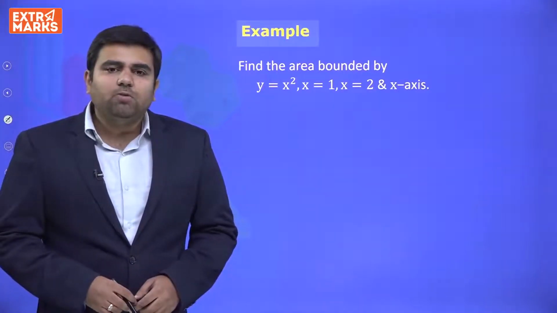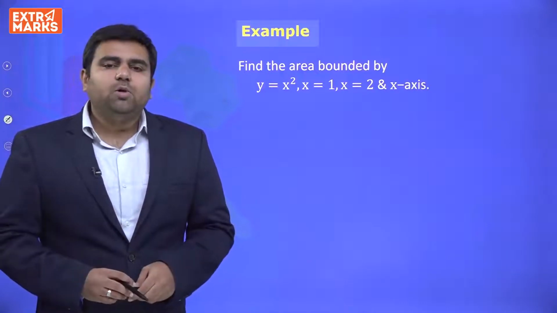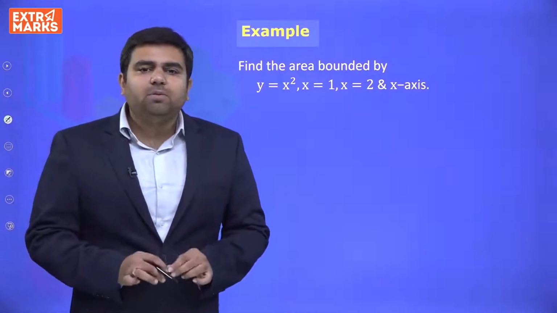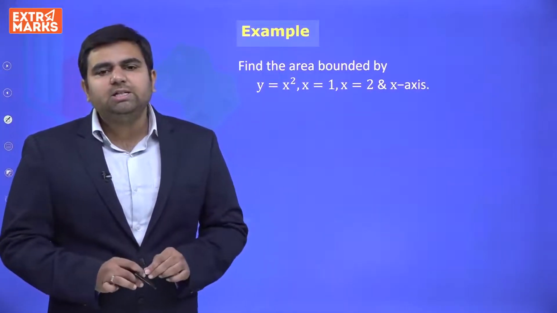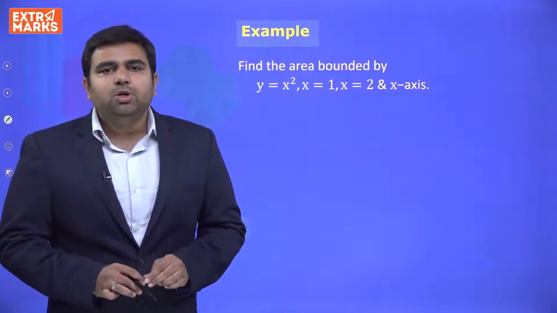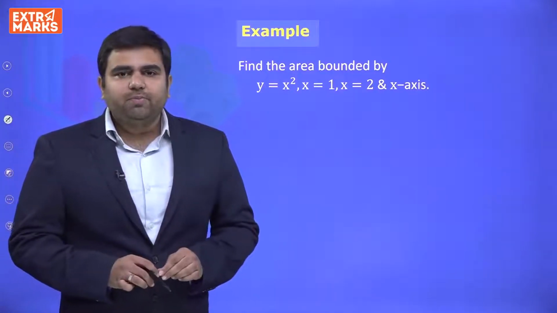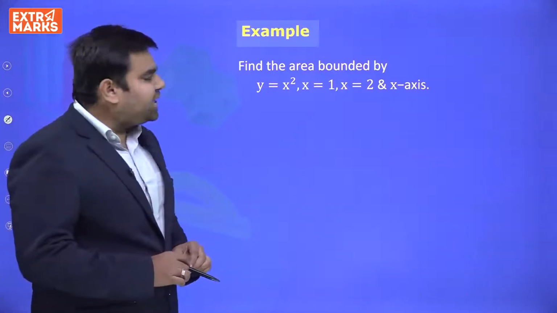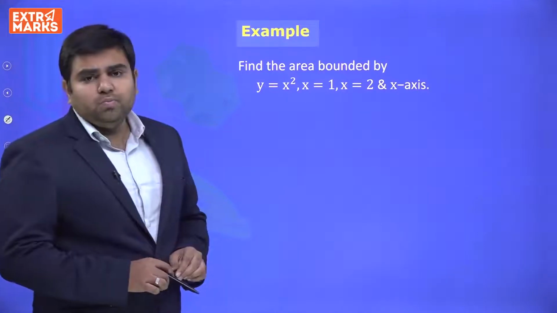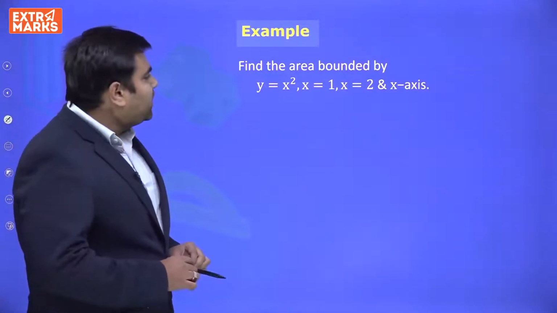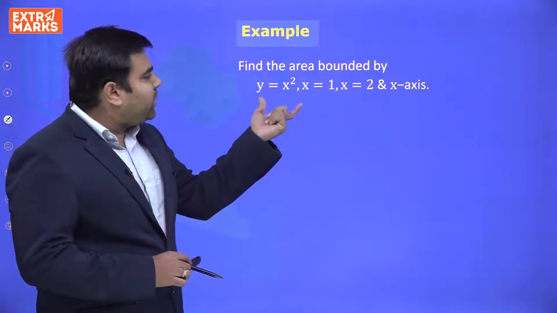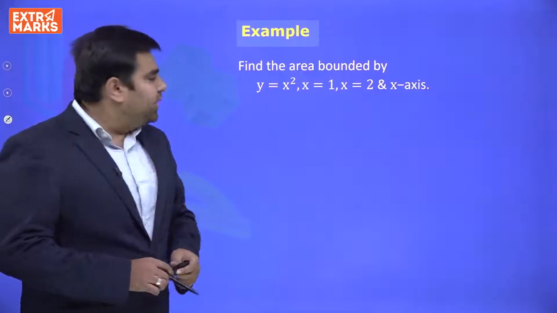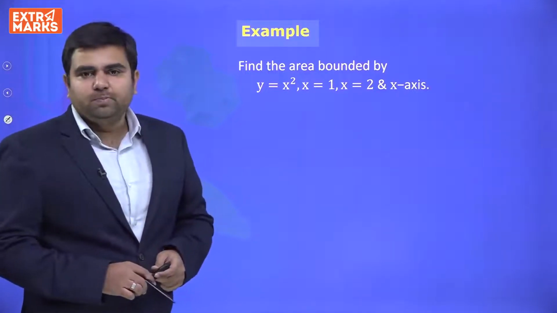So let us quickly solve a few questions based on whatever portion I have discussed till now. That is, now we will be solving some problems based on the three cases which I have discussed in the previous slides. We need to find the area bounded by y equal to x square, x equal to 1, x equal to 2 and the x-axis. First of all we need to draw the curve y equal to x square.